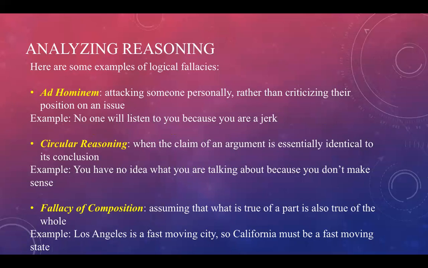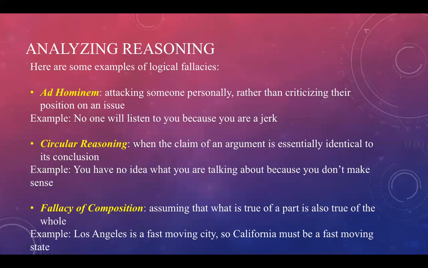Fallacy of composition is assuming that what is true of a part of it is also true for the whole thing. So for example, Los Angeles is a fast-moving city, so California must be a fast-moving state. Well, that's not true. How can you make that assumption? It's a fallacy of composition to assume that the entire state of California is exactly the same as a megapolis such as Los Angeles or New York City, for example, and apply it to the whole entire state.